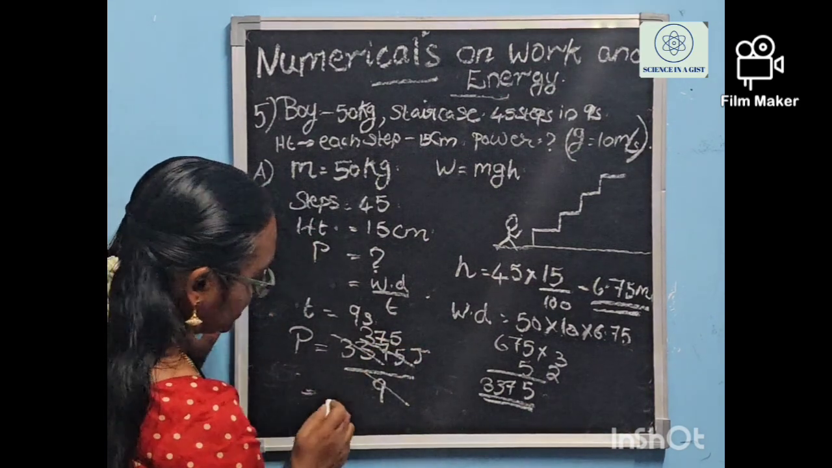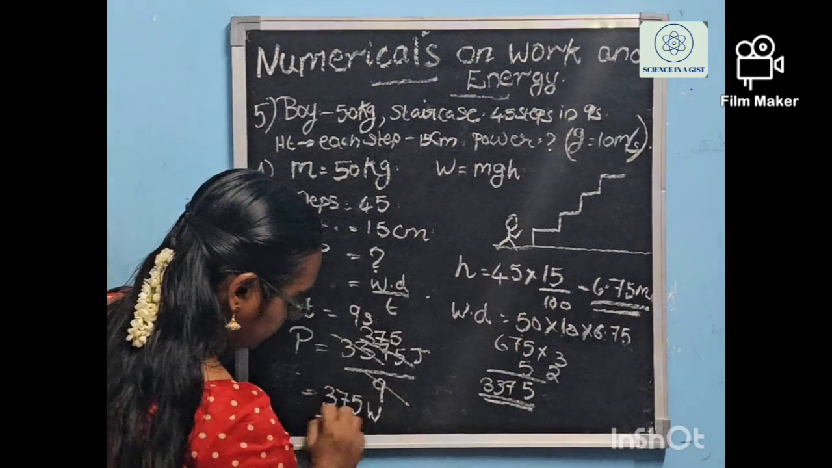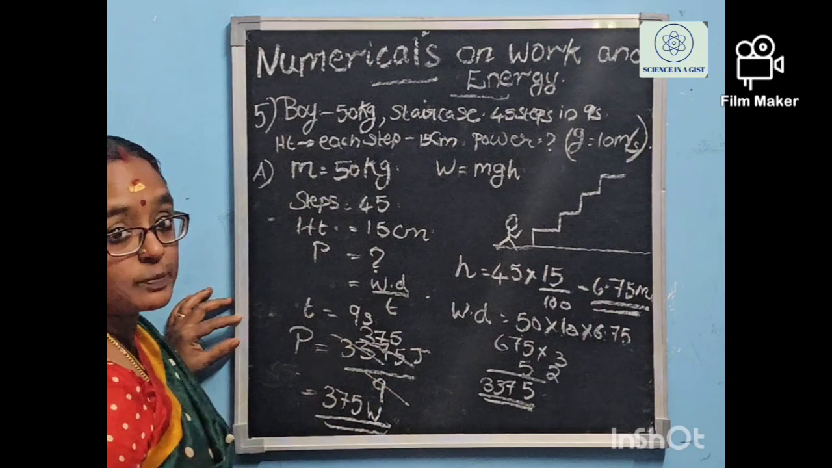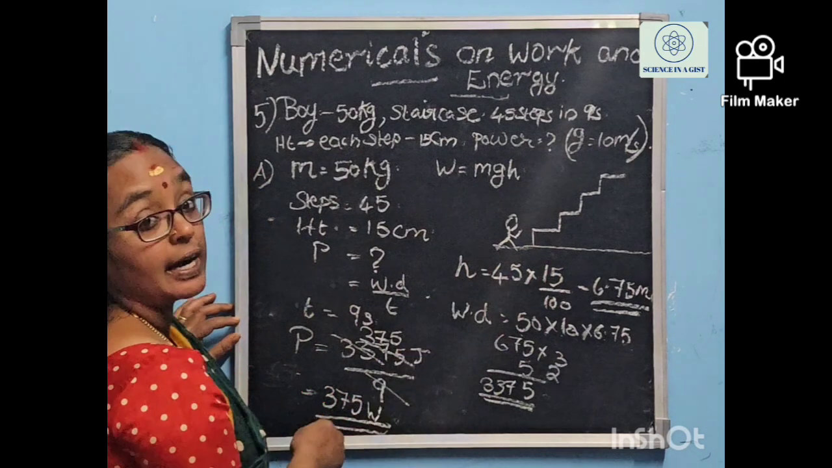So what is the answer? Power is equal to 375 watt. This much power the boy is having for climbing the 45 steps in 9 seconds.